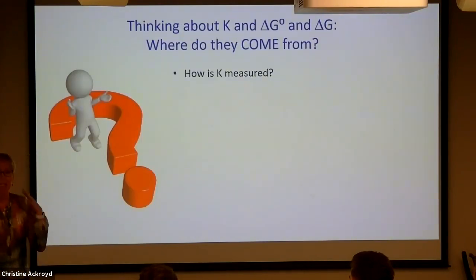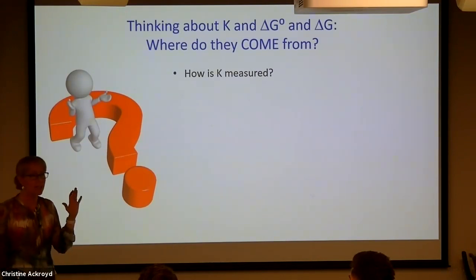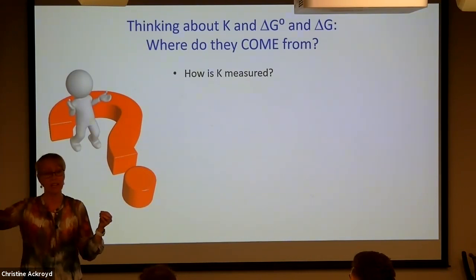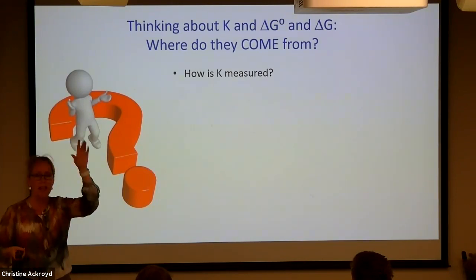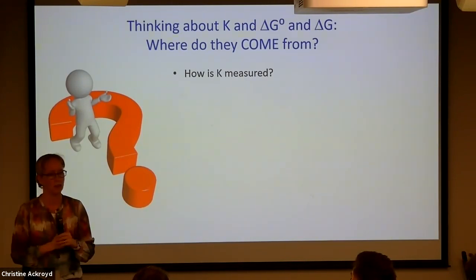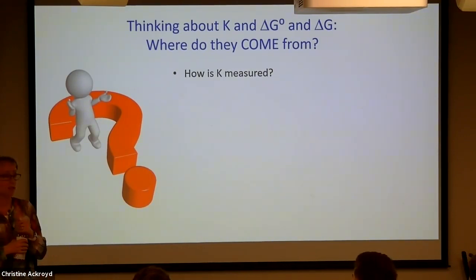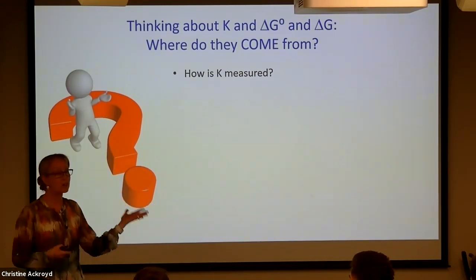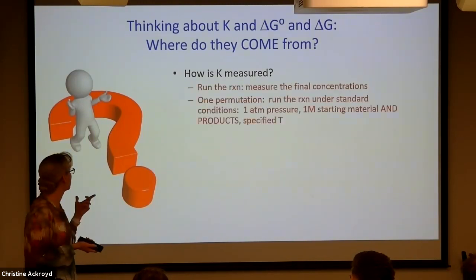Okay, I need you to step back and try to conceptually see the relationship between Q and delta G naught and delta G. It helps if you say, what's actually happening here? How would we measure K? Like if you're running a reaction, how do we measure K? Yeah, set up a reaction, let it come to equilibrium, measure the equilibrium concentrations, and use those to calculate K.